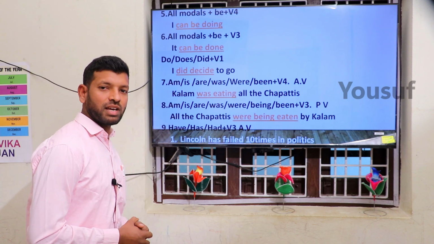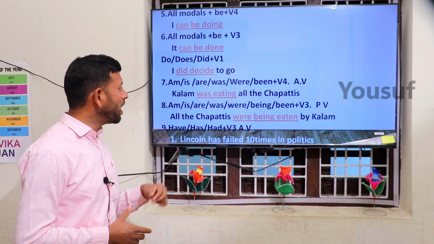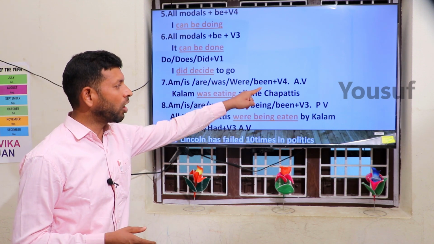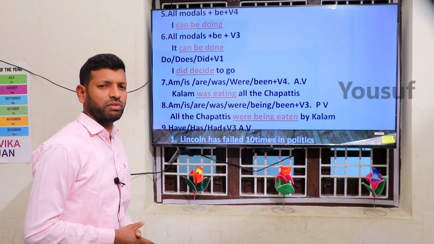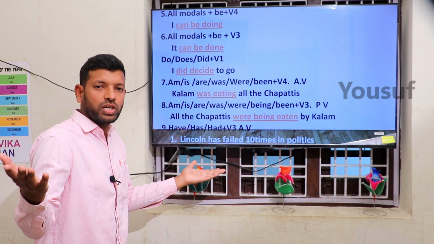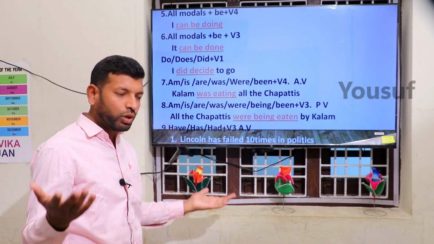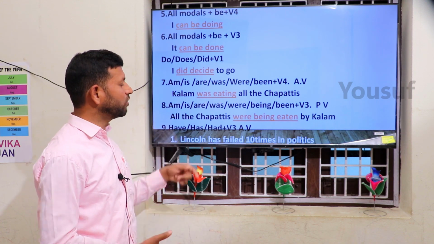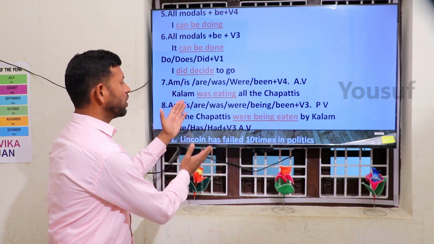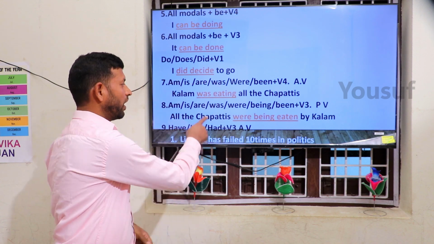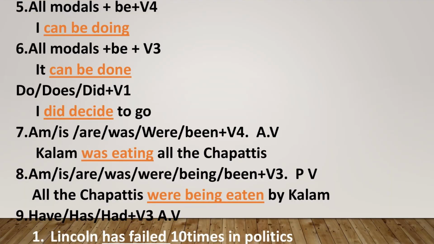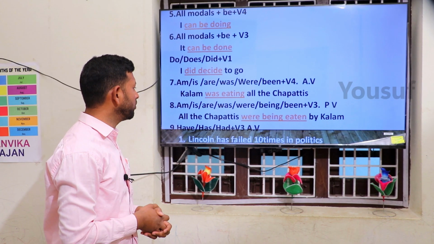Let's talk about the 7th point, that is am, is, are, was, were, or been plus V4. This is also in the active voice. Examples: I am going, she is running, they are doing, we have been doing. Like this. Kalam was eating. Generally, when it's a keyword, was eating. Whenever you see the word was, generally you have to use V4. Right. Next, Kalam was eating all the chapatis. It's a kind of verb.